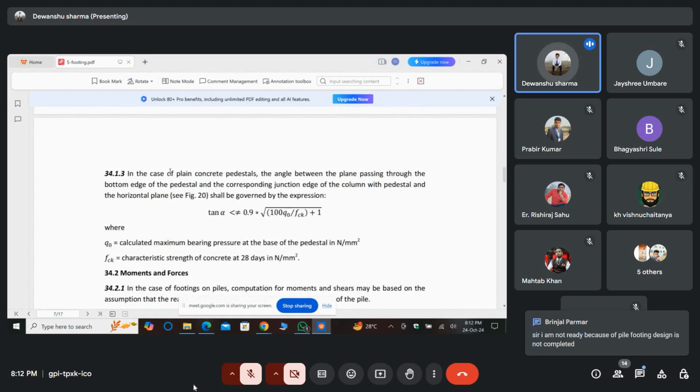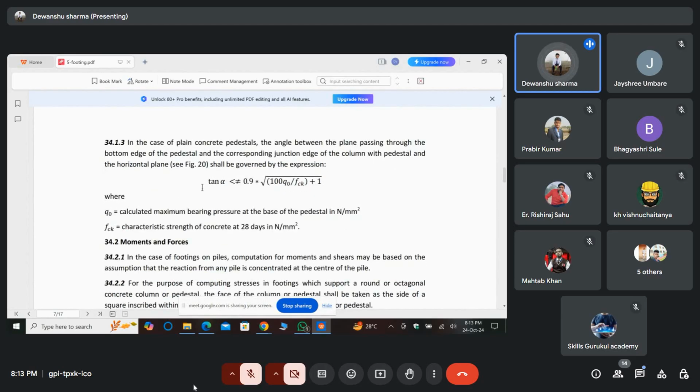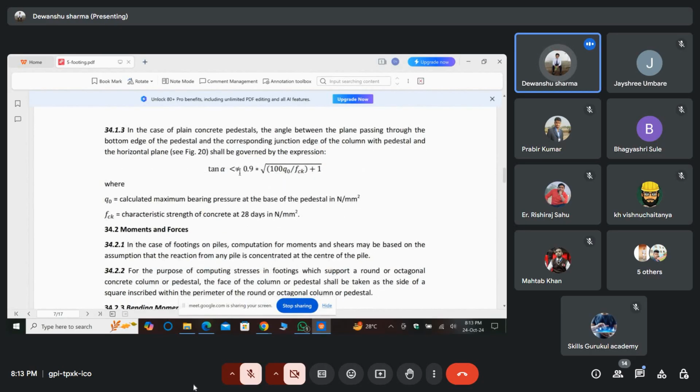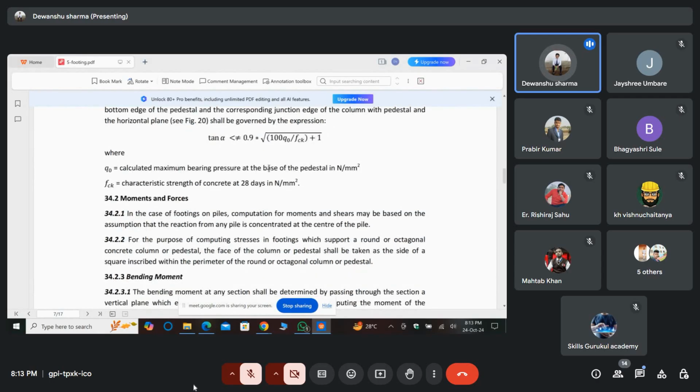So for this, in case of plain concrete pedestal, the angle between the plane passing through the bottom edge of pedestal and the corresponding junction edge of column with pedestal, and the horizontal plane, is given by this formula. Tan alpha must be less than 0.9 into under root of 100 Q0 divided by FCK plus 1, where Q naught is calculated maximum bearing pressure at the base of pedestal in Newton per mm square, and FCK is, as we all know, characteristic strength of concrete at 28 days. That is, for M20 grade, FCK at 28 days is 20, and for M25, FCK at 28 days is 25.